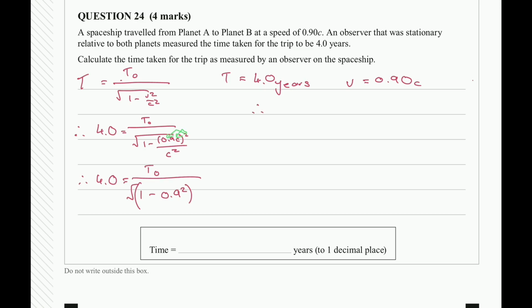So my next step continued from here would be 4.0 multiplied by root 1 minus 0.9 squared, and that will equal our t naught. Punch that into our calculator. What we end up getting is t naught is equal to 1.7. Our units for this were in terms of years, or at least time was. So we can write our answer as 1.7 years, and that's to 1 decimal place.